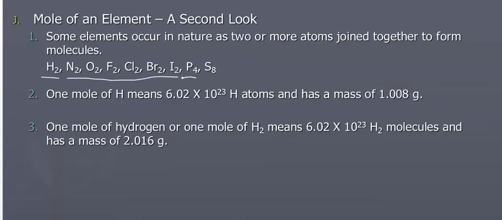And then P4, when it's by itself, phosphorus is P4 and sulfur is S8. So kind of a distinction of terms here. One atom of H means 6.02 times 10 to the 23rd H atoms and has a mass of just 1 gram. But if I say 1 mole of hydrogen, you see the terminology, that means 1 mole of H2, because hydrogen is diatomic when it's by itself, and so it would have a mass of 2 grams. So kind of a distinction of terms. If I say hydrogen, that means H2. If I just want 1 atom of hydrogen, I have to say H.